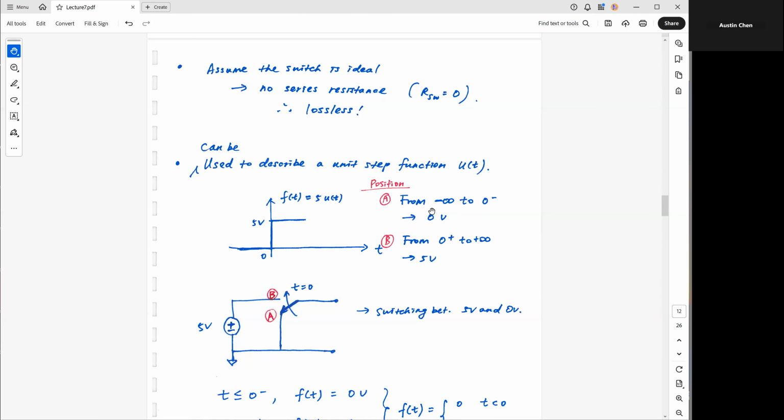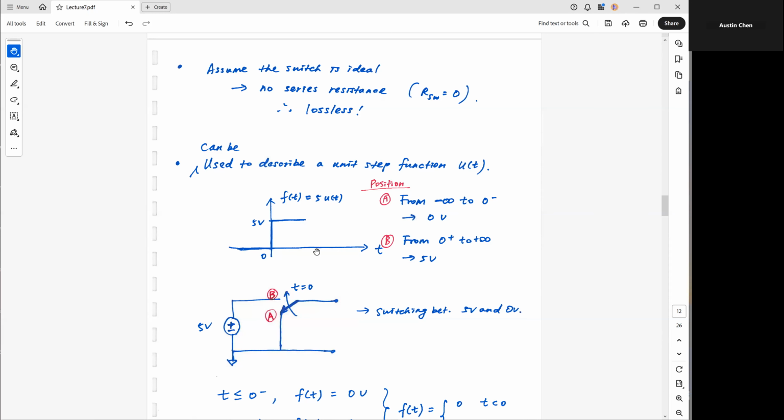So from minus infinity to 0 minus, the time instant right before 0, I'm operating over here with 0 volts for my forcing function. And when t is between 0 plus and infinity, then we have 5 volts all the way.